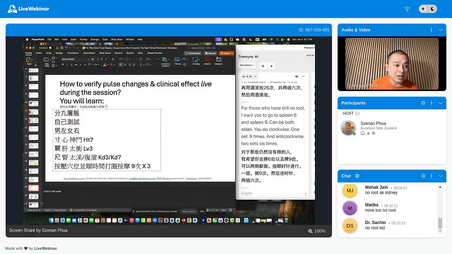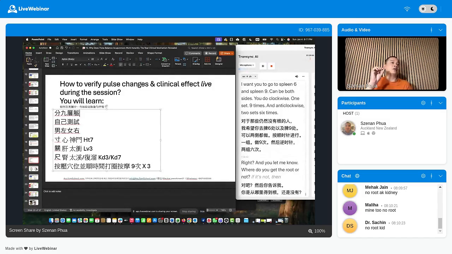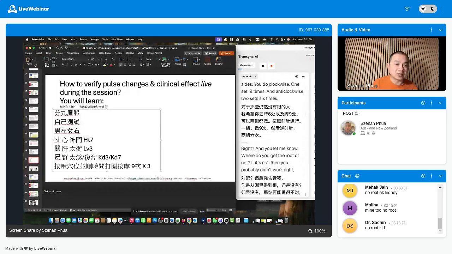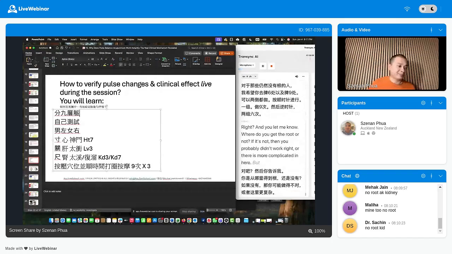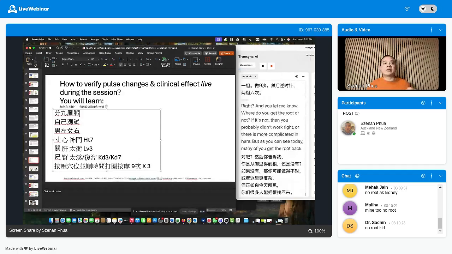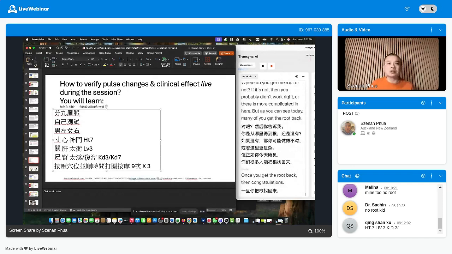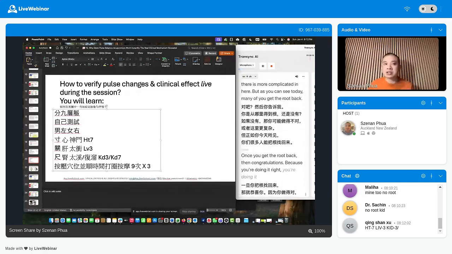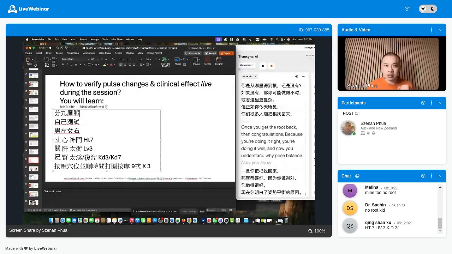Right? And you let me know whether you get the root or not. If it's not, then you probably didn't do it right, or that is more complicated in here. But as you can see today, many of you get the root back. Once you get the root back, congratulations, because you're doing it right, and now you understand why Pulse Balance. Now you know 黄帝内经灵书 did not tell lie.